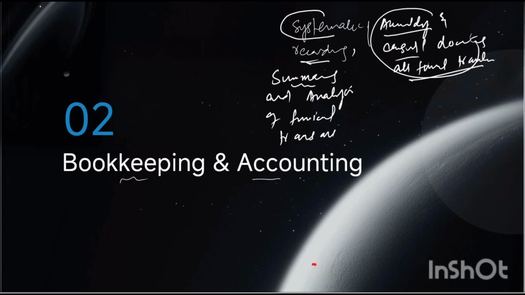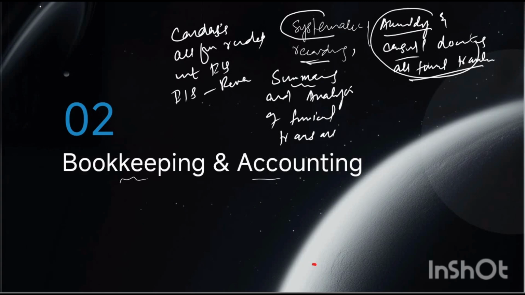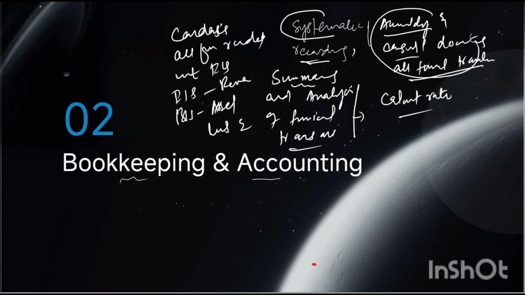By summarizing, we mean condensing all the recorded financial data into financial statements, that is your income statement, which summarizes the revenue and expenses, and your balance sheet, which deals with the assets, liabilities and equity. And by analysis of the financial transactions, we mean that you record the data, and that data is condensed into the financial statements, and for that you have to calculate ratios. When you calculate the ratios, you actually want to interpret the figures, the financial data.